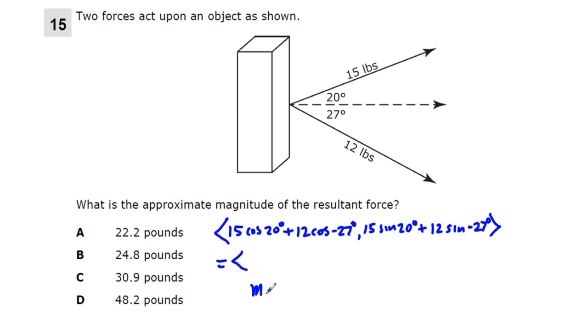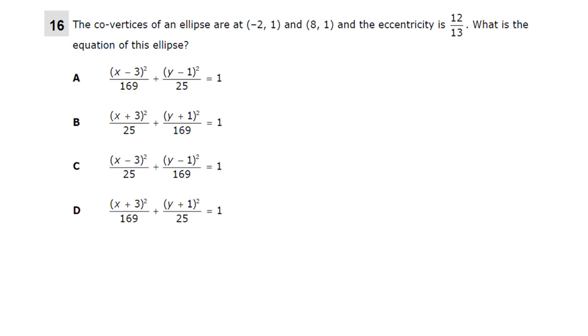Okay, I would just put magnitude 24.79 pounds. I put LB as the abbreviation for pounds. That's because libra is a Latin word for pound, so LB is kind of stuck. So 15 is B. Next, we go to 16.